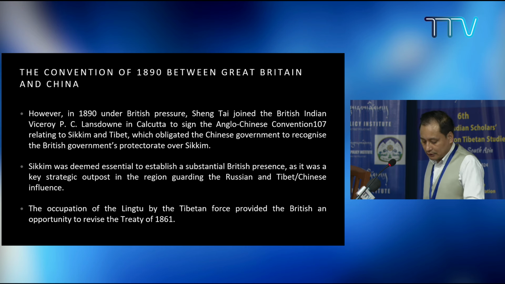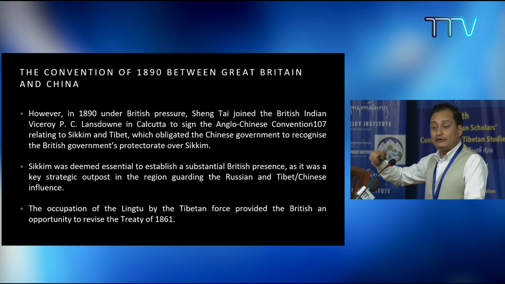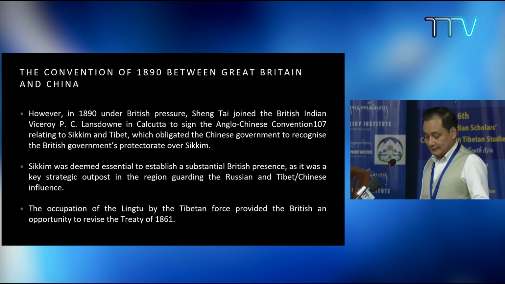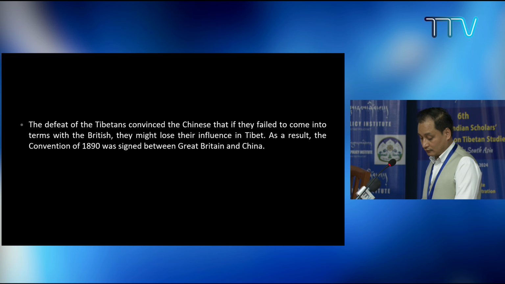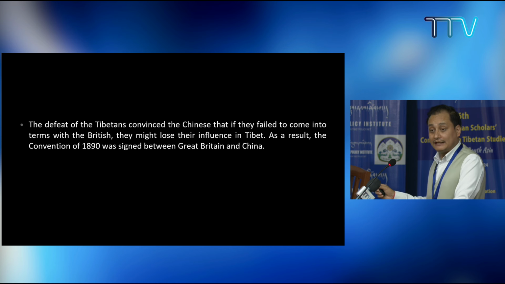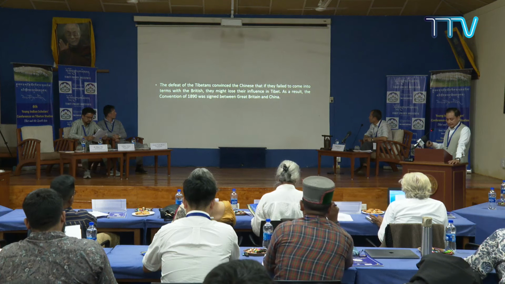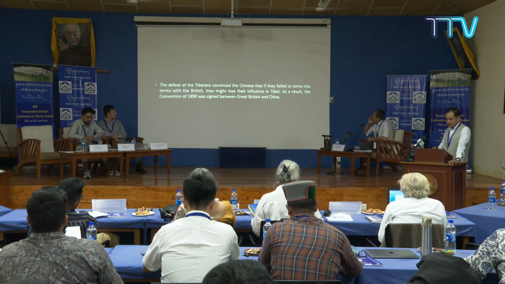The occupation of Lingthu by Tibetan force provided the British an opportunity to revise the Treaty of 1861. And the defeat of Tibetans convinced the Chinese that if they failed to come to terms with the British, they might lose their influence in Tibet. As a result, the Convention of 1890 was signed between Great Britain and China.